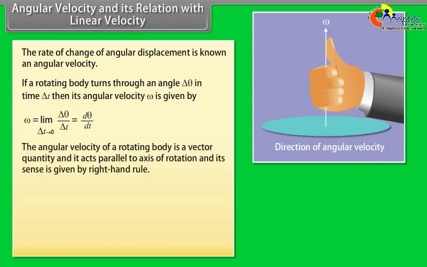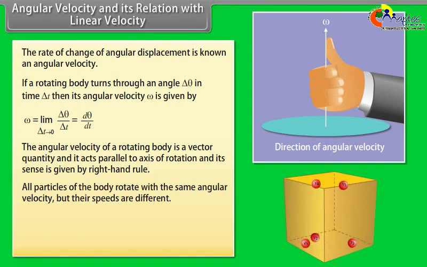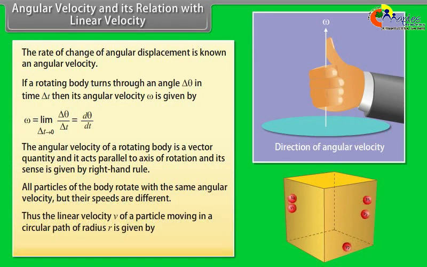The angular velocity of a rotating body is a vector quantity and it acts parallel to axis of rotation, and its sense is given by right-hand rule. All particles of the body rotate with the same angular velocity, but their speeds are different. Thus, the linear velocity v of a particle moving in a circular path of radius r is given by v is equal to r into omega.